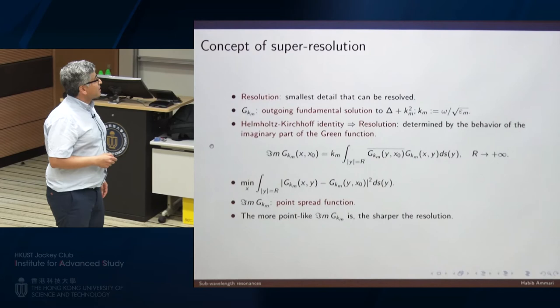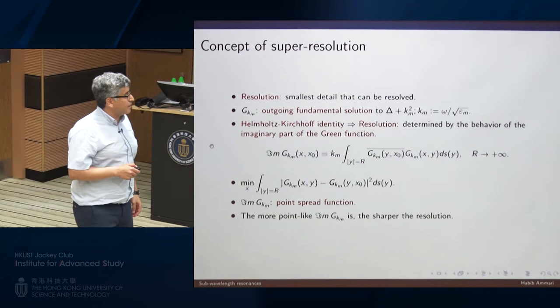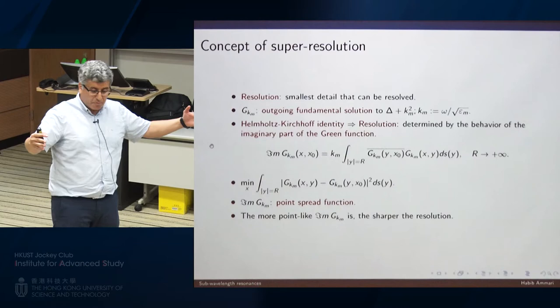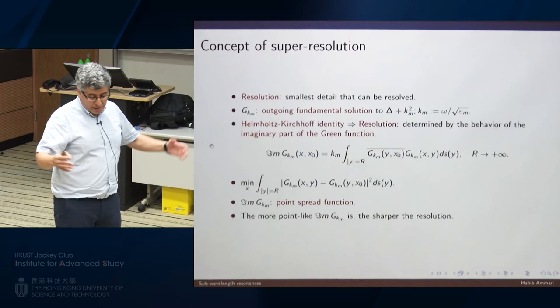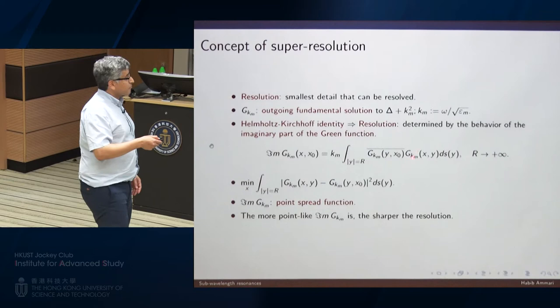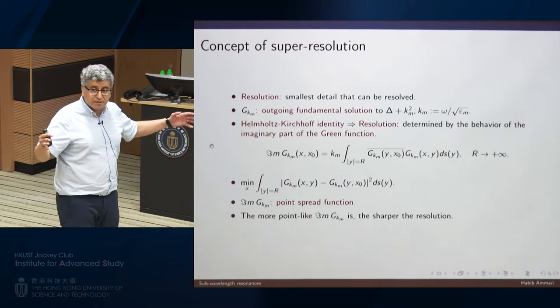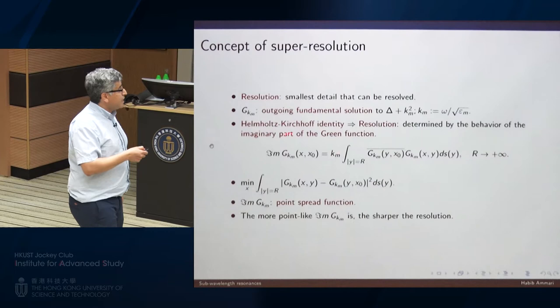So let me start first with what is resolution. Resolution, roughly speaking, is the smallest detail that can be resolved. If you take a point source, x0, and you emit a wave, then you measure the wave far away from the point source, and you want to detect the source of the wave x0. What you do, you complex conjugate the Green function, which is the solution to this problem. You backpropagate it, and you construct your imaging function. And because of this Helmholtz-Kirchhoff identity, this quantity here, which is complex conjugating the data and backpropagating into the domain, is nothing else than the imaginary part of your fundamental solution to the problem.